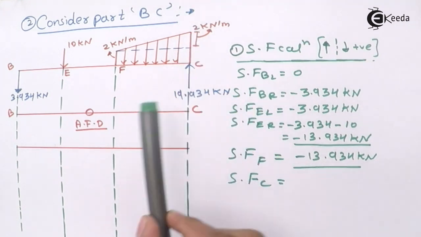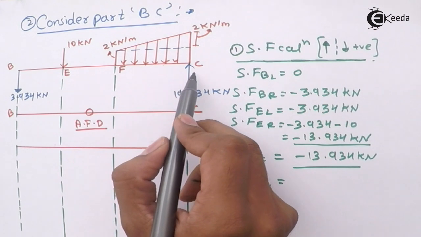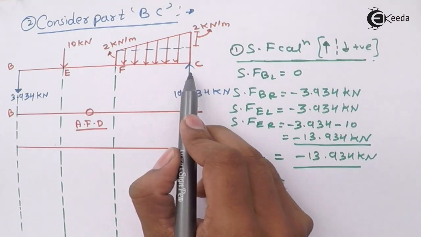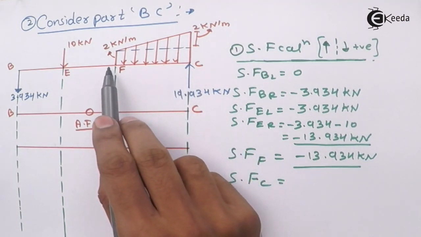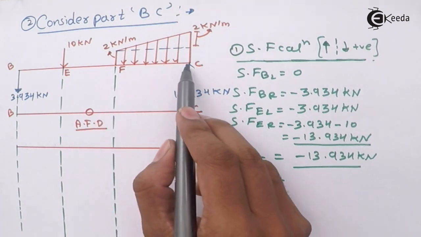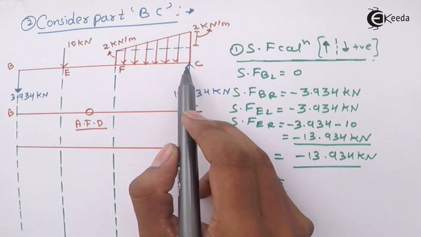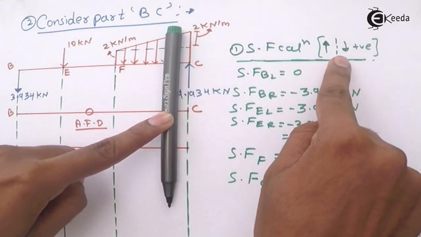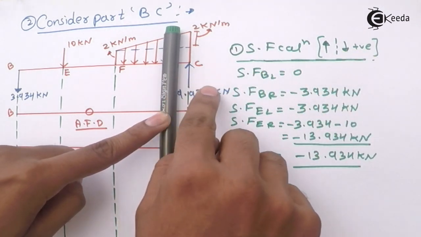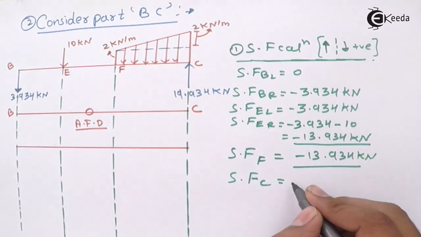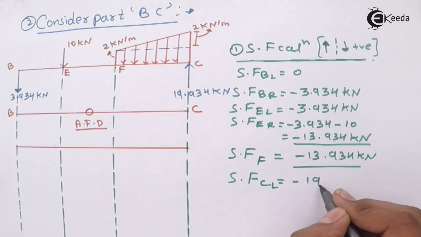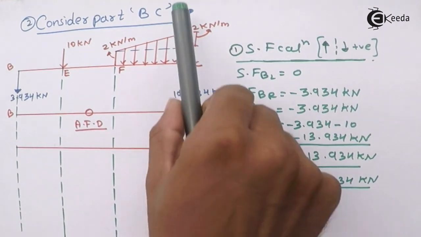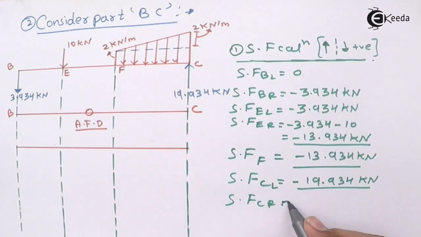In C there is a left part and a right part also. At C there is a point load, that's why we are taking left and right. If there is no point load, we just take that point only. So we take just left of C first, and we are seeing the right side. On the right side downward will be positive, and this is going upward, so this will come negative. So shear force at C left is minus 19.934 kilonewton. After that, shear force at C right, we are taking the section where we are seeing this side, this will come zero.